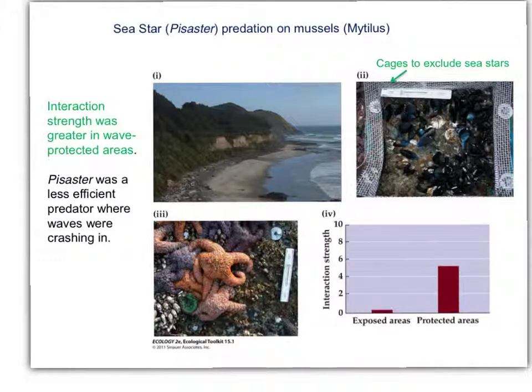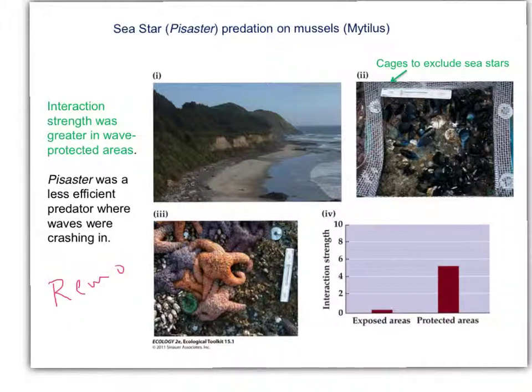And to demonstrate the effect that this predator, these sea stars, have on this prey, these mussels, and how strong that interaction is, we do what kind of studies? Everybody should be saying it out loud. We do removal studies, right?